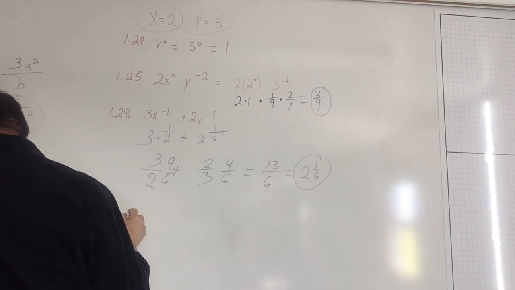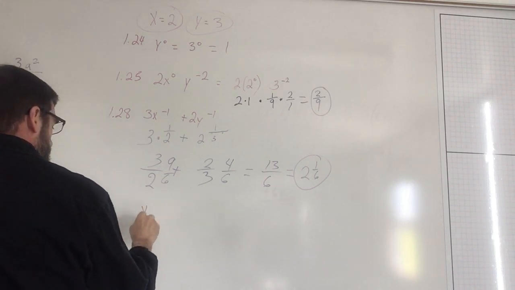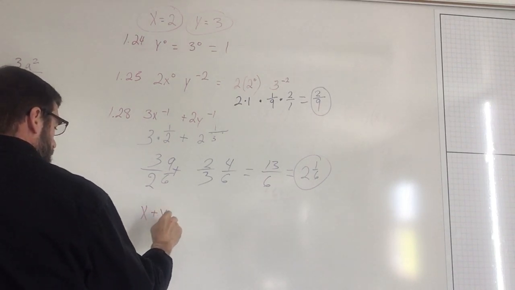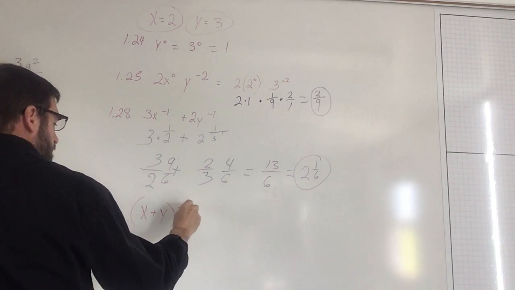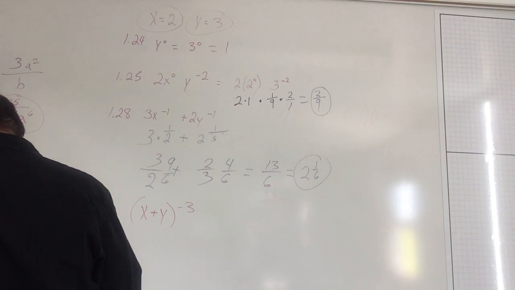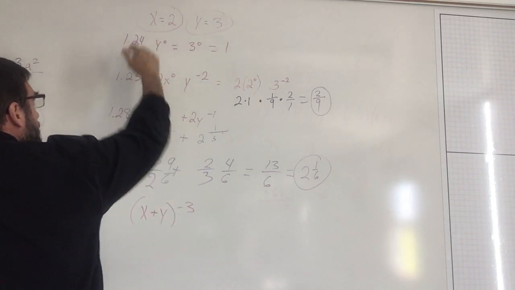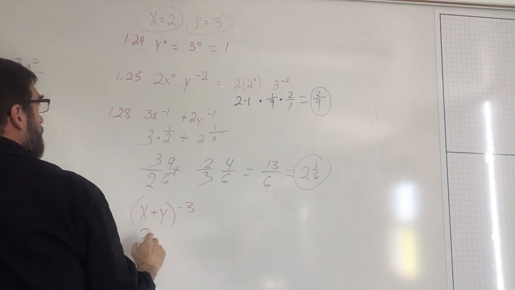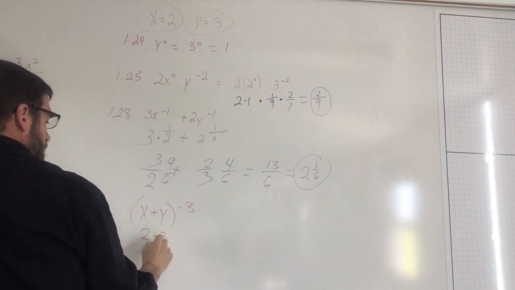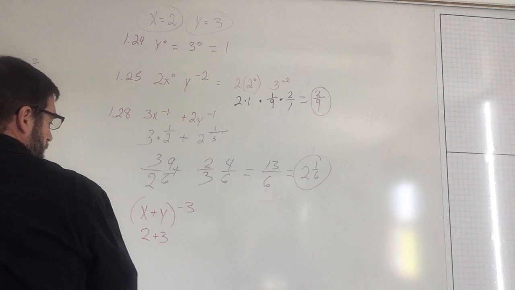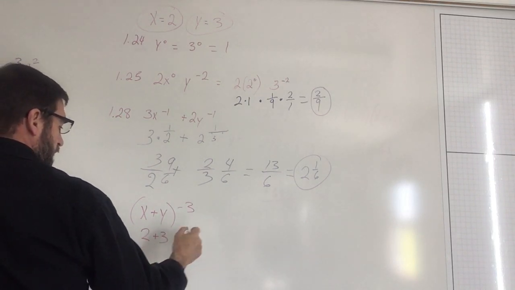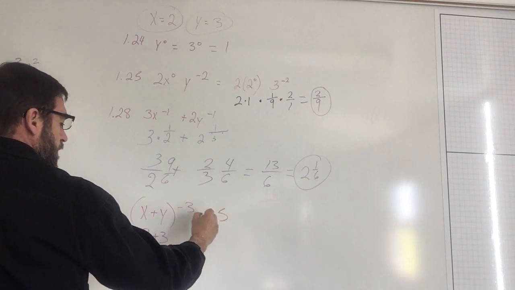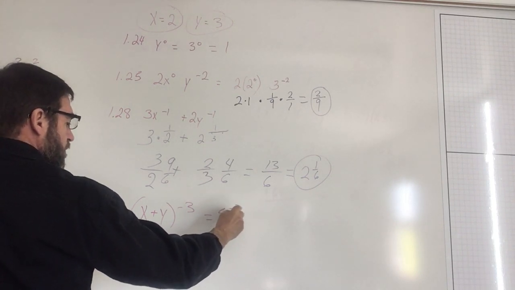131 is x plus y to the -3. X plus y to the -3. 2 plus 3, and I will just right away, 2 plus 3 is 5, so over here I'm going to put 5 to the negative 3.